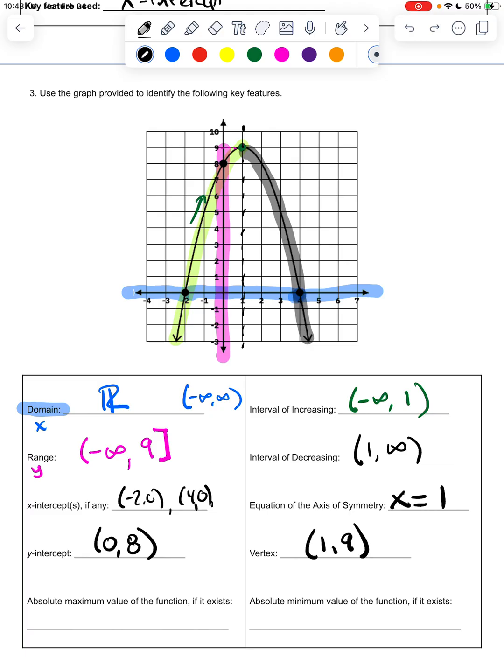But the answer, it says minimum value. So maximum value is the highest point. We're just going to say 9. Value is just the y coordinate. Absolute minimum does not exist, because that arrow means it keeps going down forever and forever and forever. It never stops going down. There's never a single lowest point it gets to.